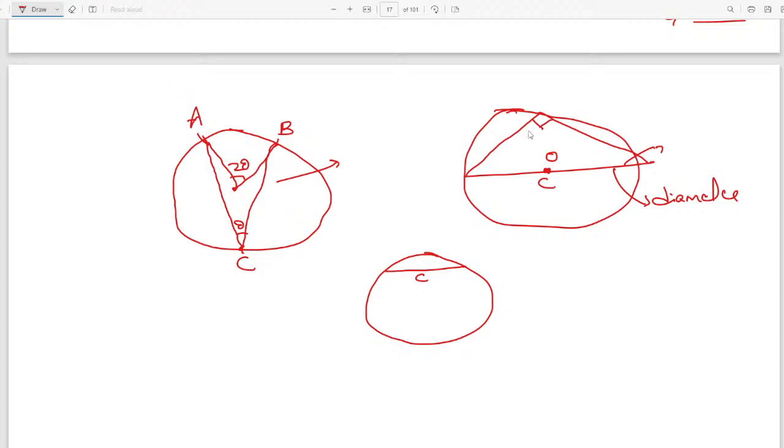This angle is 90 degrees. How is it 90? From this. Let A and B be the arc here. So AB is an arc which subtends an angle 90 at the circumference. At the center this would be twice the angle, 180.